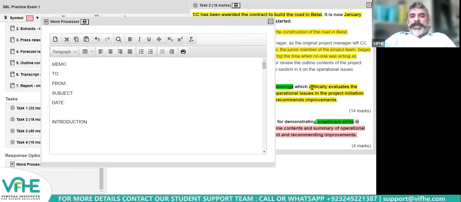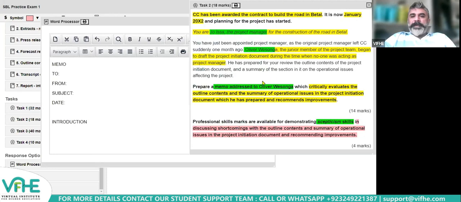To, where can I find to from here? Oliver, from Joisa. If the name is provided, we will join it. Subject: we'll pick up the key sentence, project initiation document. Let's pick this subject.